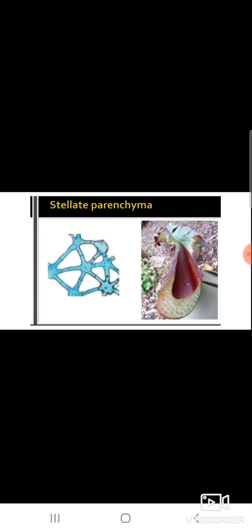Stellate parenchyma. These are pictures of stellate parenchyma, in leaves of different sizes. Where does photosynthesis occur? In green plants, especially in green leaves. The pigments involved in photosynthesis fall into two classes, namely primary pigments and accessory pigments.